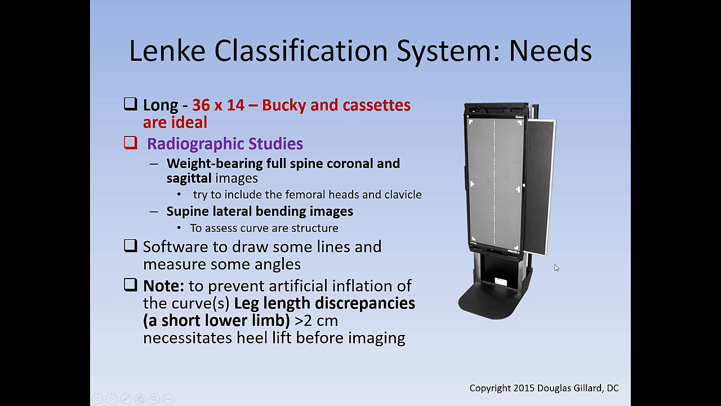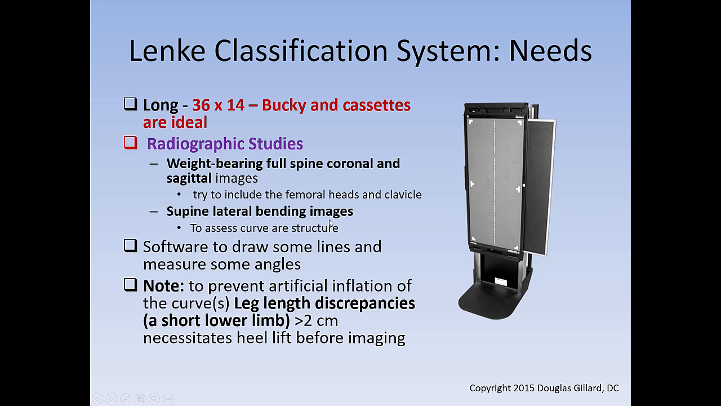All right, some tools if you're going to have a scoliosis clinic. You need the old-fashioned standing long 36 by 14 bucky cassette, which is ideal. I suppose you could break it down. They've got to be standing images. The lateral bending images are done actually supine, but I really don't think it's going to make that much difference if you don't have a supine. If you can only pick one, get a standing bucky for this.